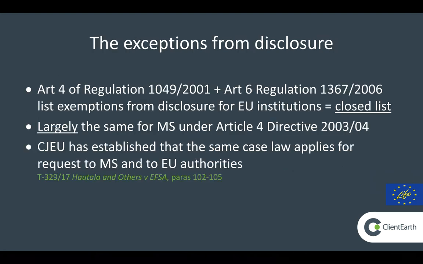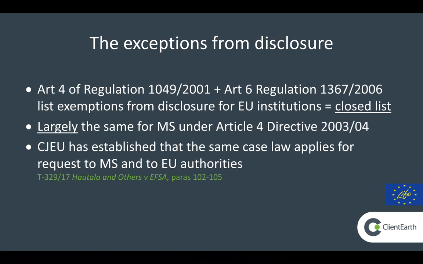And as another part of the recap, the exceptions from disclosure are contained for the EU institutions in Article 4 of Regulation 1049/2001, and Article 6 of Regulation 1367/2006, the Aarhus Regulation. And this is a closed list of exceptions from disclosure.